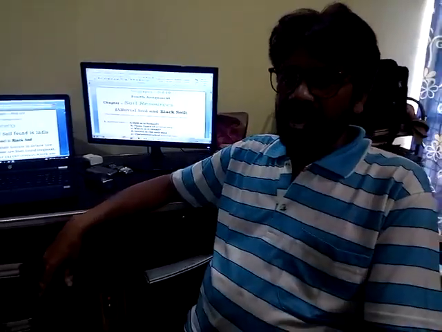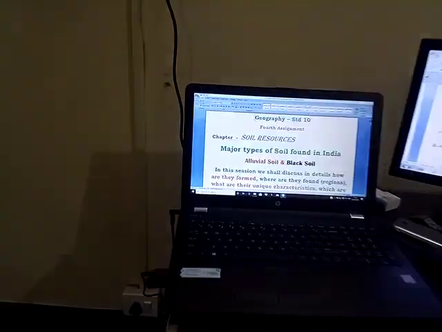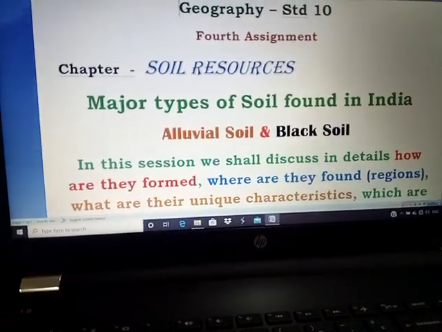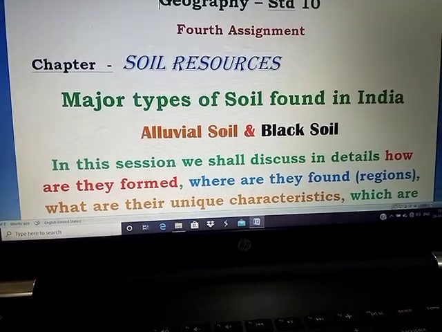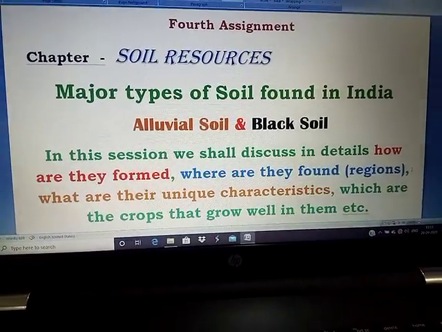We are back to our geography study. This geography is for standard 10 and it is the continuation of the topic soil resources. Today we shall discuss two major soils in India. One is the alluvial soil and the other one is the black soil.